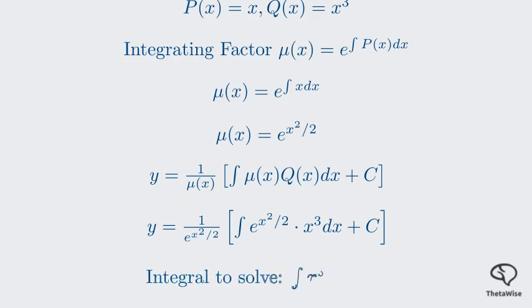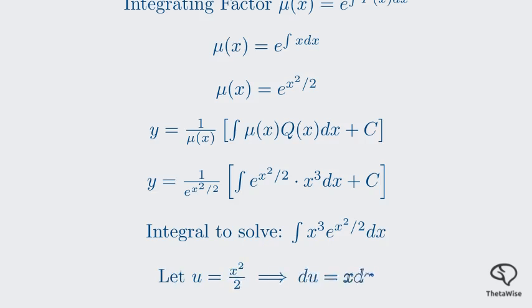The integral is x cubed e to the x squared over 2 dx. This requires a combination of a u substitution and an integration by parts. Let's start with a substitution. Let u equals x squared over 2. Then du equals x dx. Our integral becomes the integral of x squared e to the u du.